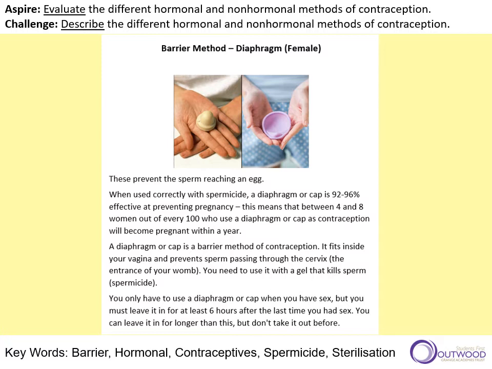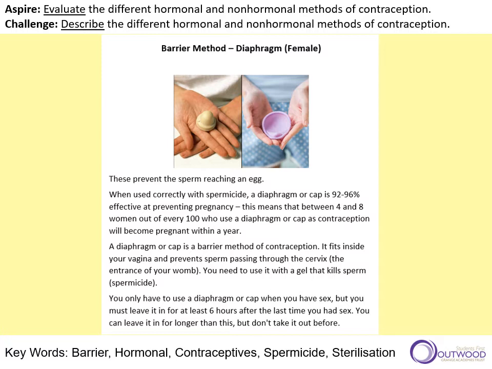A diaphragm or cap is a barrier method of contraception. It fits inside your vagina and prevents sperm passing through the cervix, so therefore the entrance of the womb. You also, like I said, need to put spermicide in or around it, and that's what kills the sperm.